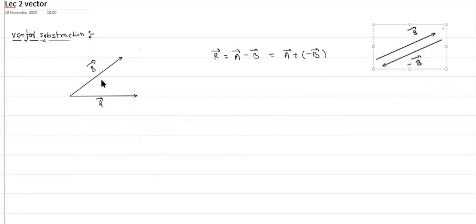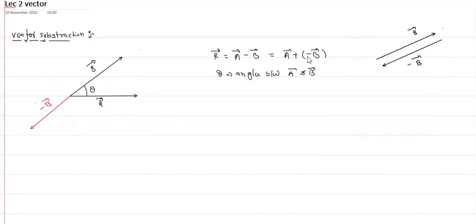Suppose we have two vectors, B vector and A vector. I can write A vector minus B vector in this manner: A vector plus of minus B vector. Here theta is the angle between A vector and B vector. When we multiply this vector B with the sign of minus, it becomes opposite to the previous one, so it will be in this direction. This is minus B vector.